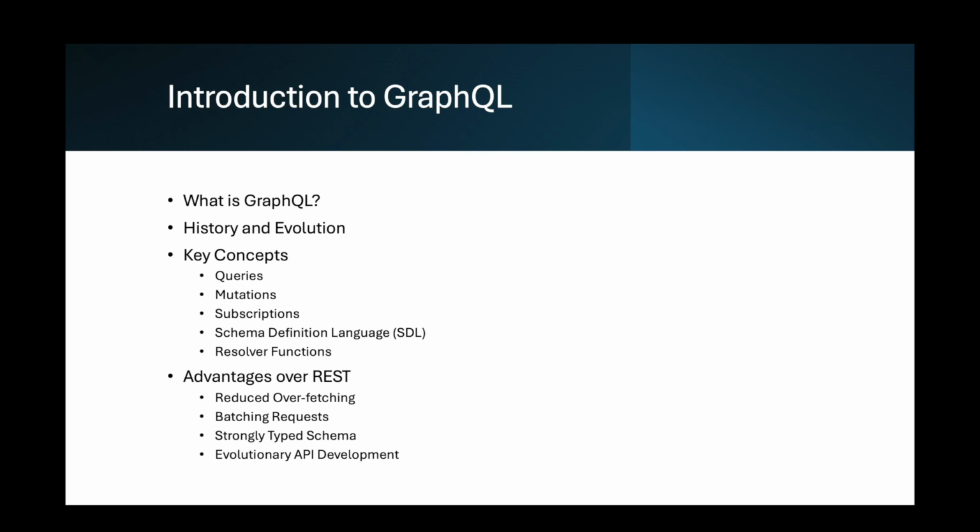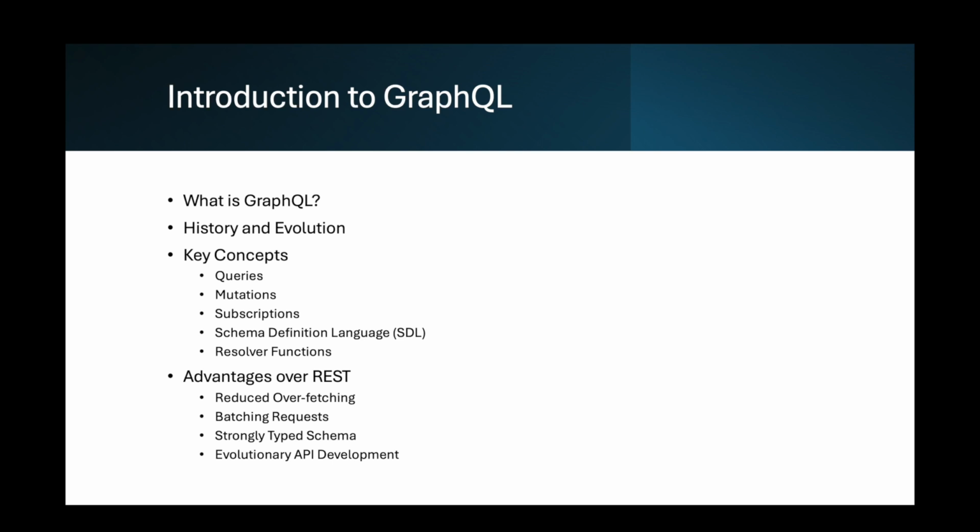GraphQL is a query language for APIs and a runtime for executing those queries by using a type system you define for your data. Unlike REST APIs, where clients have limited control over the data they receive and often require multiple requests to fetch related data, GraphQL allows clients to request exactly the data they need in the format they need it with a single request.